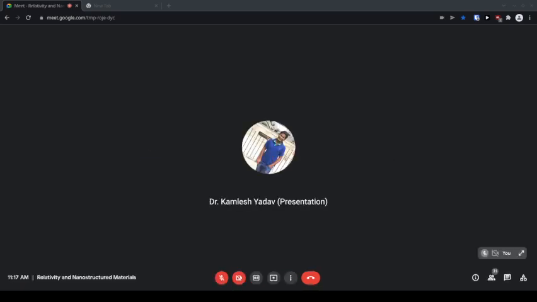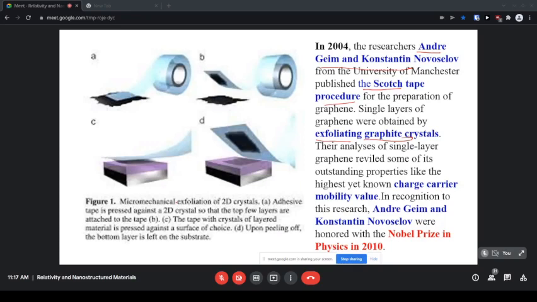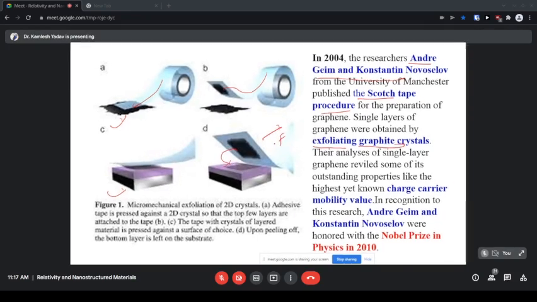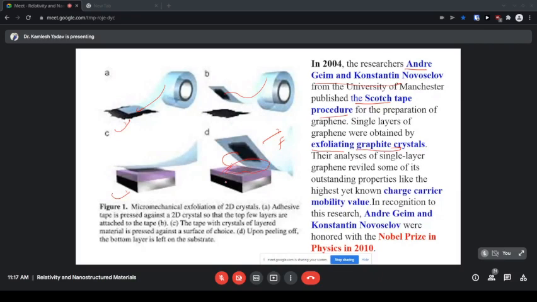We can separate a single layer from graphite crystals. What is the procedure? Suppose this is the tape and we stick some graphite to it. Here is the graphite and this is the substrate. By applying this over the substrate and then suddenly applying some mechanical force, if you go on peeling these layers, at the end you will obtain a single layer at the bottom on the substrate.